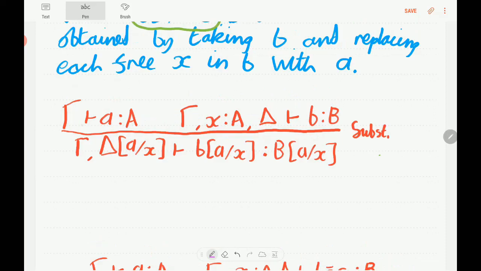An easy way to start to understand what this means is to think about the case where this context delta is empty, because in that case, what this is saying is that if gamma can give us this term little a of type capital A, and gamma and this variable x can give us this term little b, then if we have gamma, we can always take this term little b and replace the x with an a. And the type of that may change as well, if the type of that little b also may depend on this variable little x.